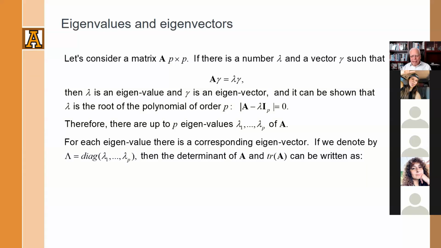If we denote by capital lambda the diagonal matrix that has lambda 1 up to lambda p in the diagonal, then the determinant of A and the trace of A can be written this way. The determinant of A is just the product of the diagonal elements, which are the eigenvalues, lambda 1 up to lambda p. And the trace is the sum of the diagonal elements, which is the sum of the eigenvalues, lambda 1 up to lambda p.